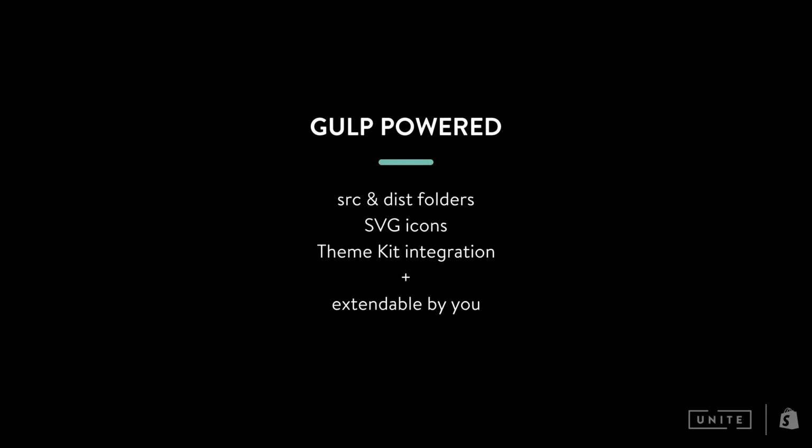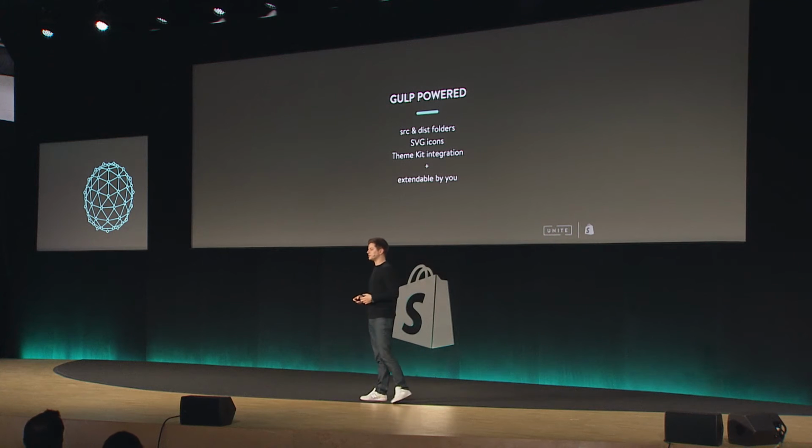By having a separate source folder where we actually build our code and a dist folder, which is kind of that Shopify-approved theme structure, we can build things out however we want. We have separate folders for our CSS, our JavaScript, and some icons as well. And they'll all get concatenated and put into that final folder. This is going to work great with ThemeKit as well in those different environments. And it's obviously extendable by you. You can add, edit, do whatever you want with this.